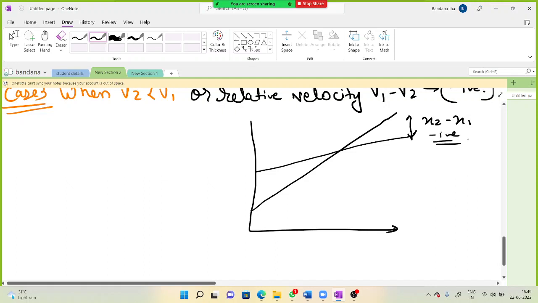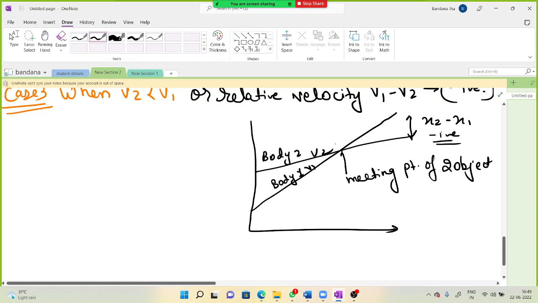Clear? Okay. And this is known as the meeting point of two objects or bodies. This is your body 1, V1. This is your body 2, V2. Clear, beta? Yeah, ma'am. Now, the formula.